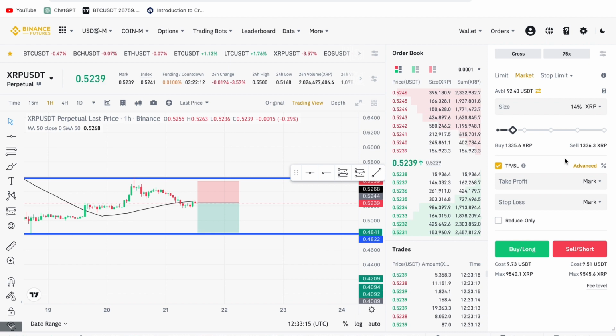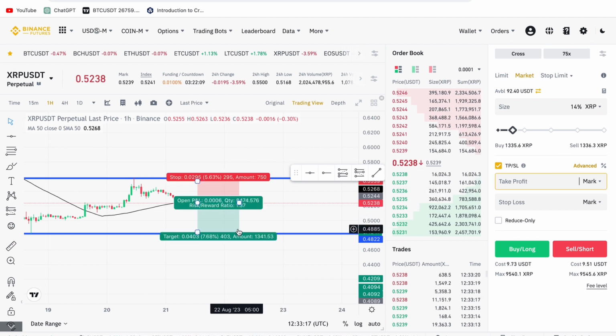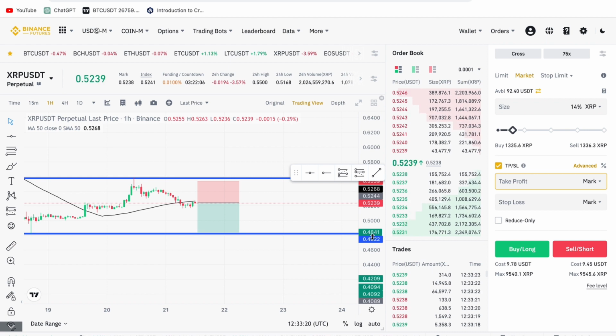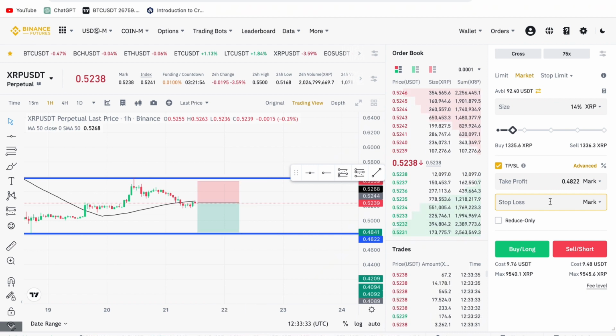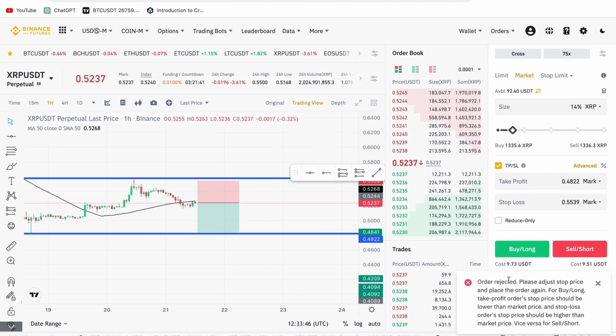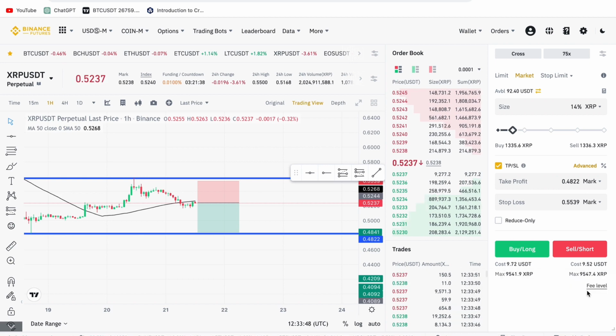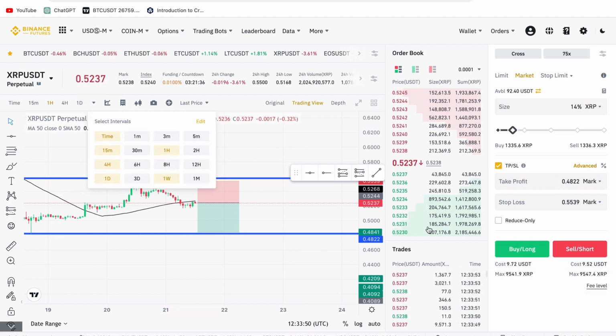So we have 9.5, which is okay. Then our take profit, remember, is 0.4. This is where our take profit is, the nearest support level. So 0.4822. Then our stop loss would be around the nearest resistance. That's about 0.550. So you have 0.5539. Then we can enter a market order. So when we enter the order here, okay, let's see, order rejected. Okay, so let's just adjust it.